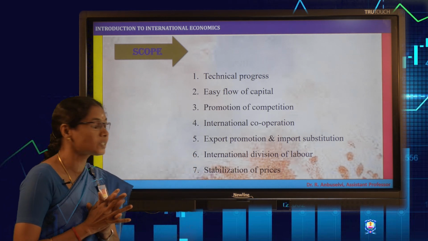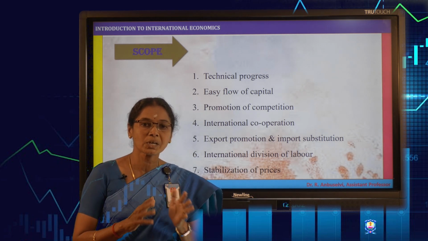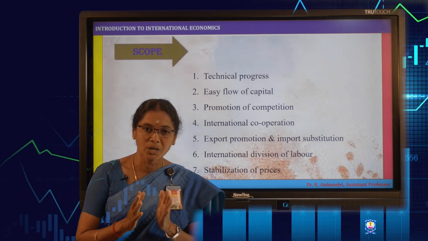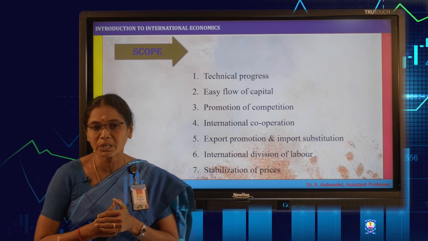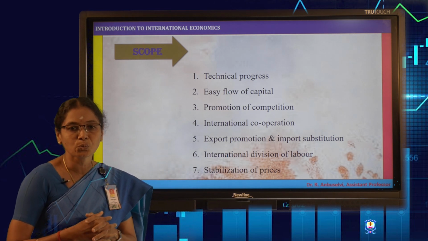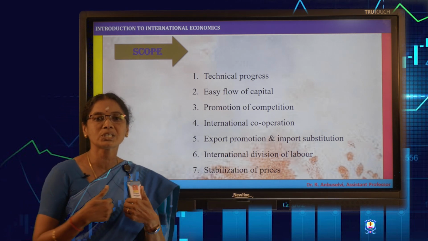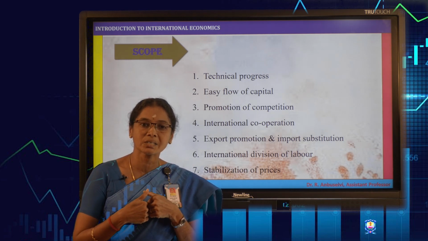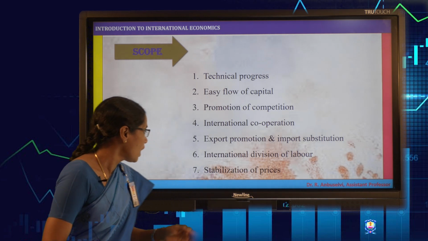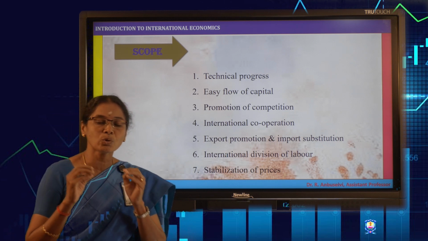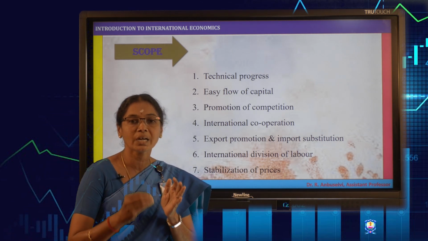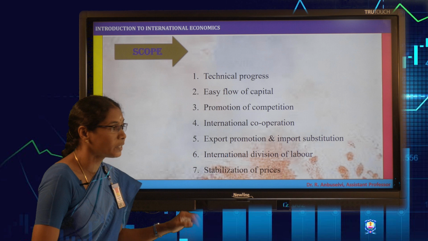And the sixth one is international division of labor. Specialization and expertise are nowadays most important. Through international economics we can send expertise to various countries, and we can also receive expertise from various countries regarding innovative technologies. And the last one is stabilization of prices. Price stabilization is the most important thing that can help to overcome the competition between the countries.